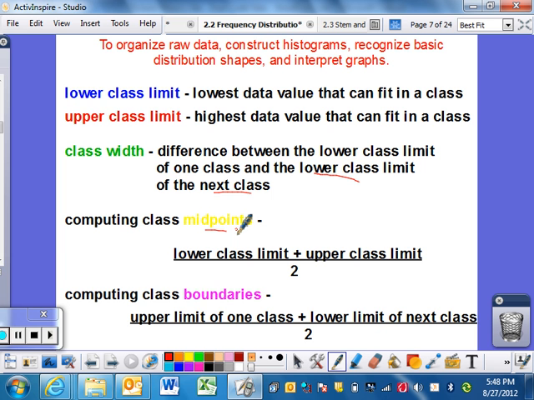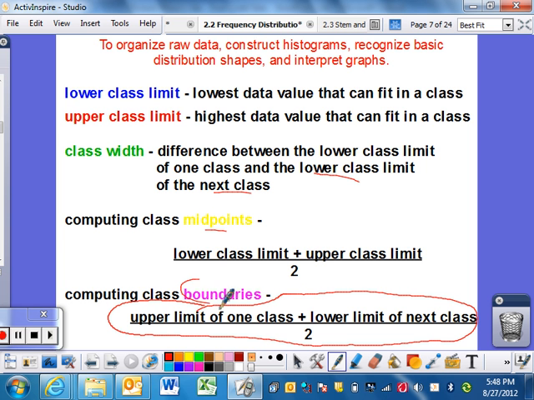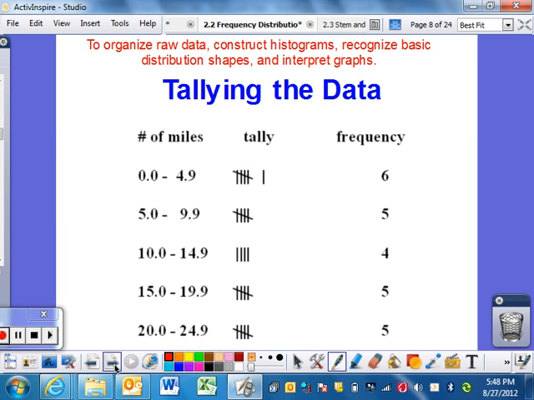Okay? Class boundaries. Now this is what we use to actually graph, is we need the class boundary. And all you do is you take the upper limit and the lower limit of the next class and find the midpoint of them, the middle ground. And I'll show you all of that in a second with this concrete example.